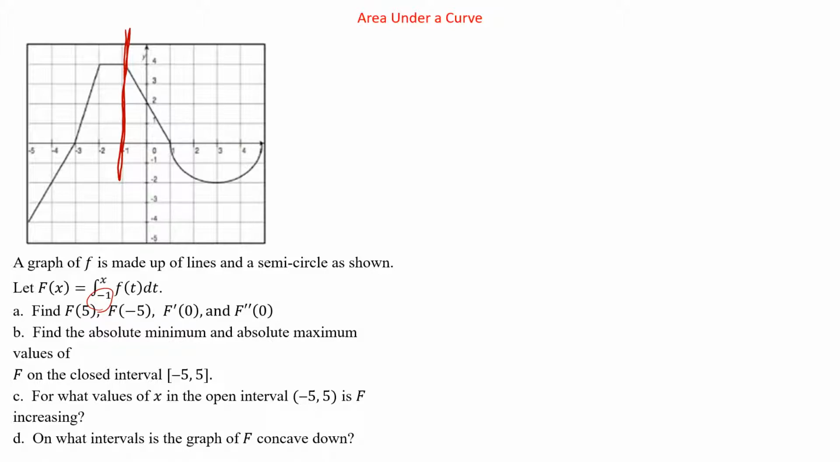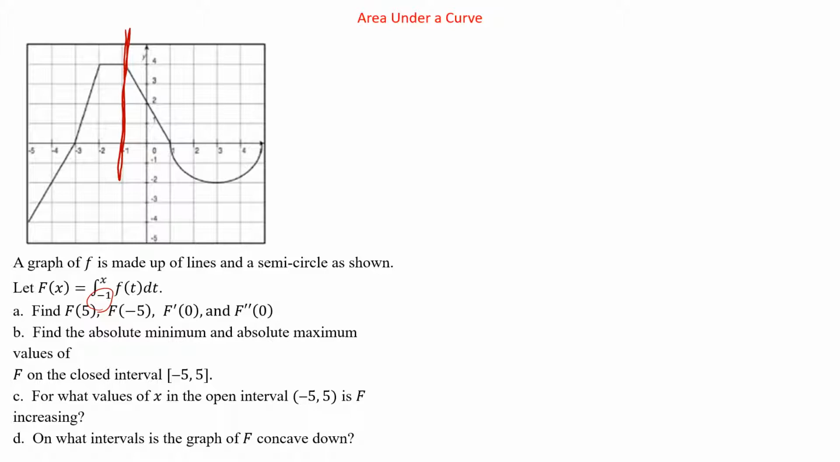And so now we need to find F of 5, F of -5, and then F prime of 0 and F double prime of 0. So these first two, F of 5 and F of -5, are going to be the area under the curve because that's the antiderivative. To find the areas under the curve here, we're going to use geometry. That's what we're going to do. It's not a calculus problem so much. This is actually using the fundamental theorem of calculus, but how to find the area is geometry.